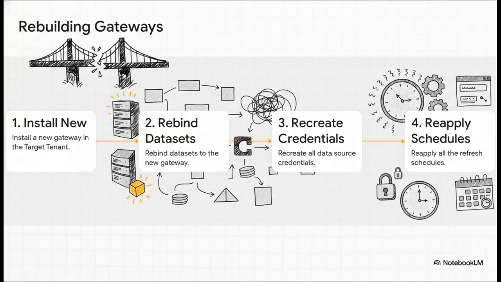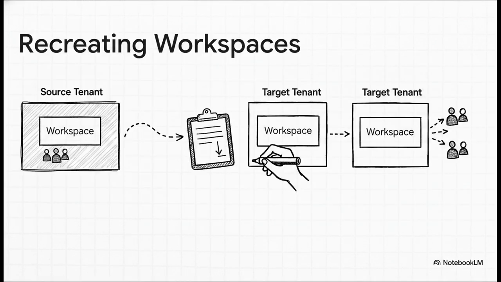Now listen closely because this is crucial. You cannot migrate gateways. You have to start from scratch. This means installing a brand new gateway, connecting it to your new target tenant, and then meticulously going through and reestablishing every single connection. You'll rebind each dataset, you'll re-enter every credential, and you'll set up all those refresh schedules all over again. And it's a very similar manual story for your workspaces.